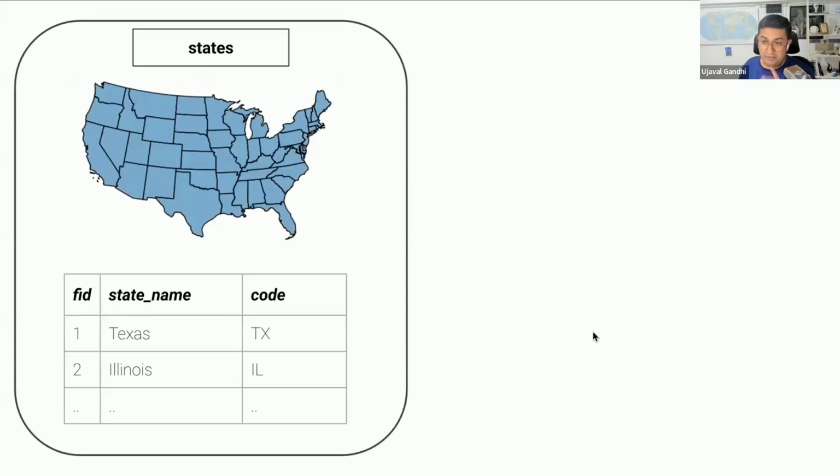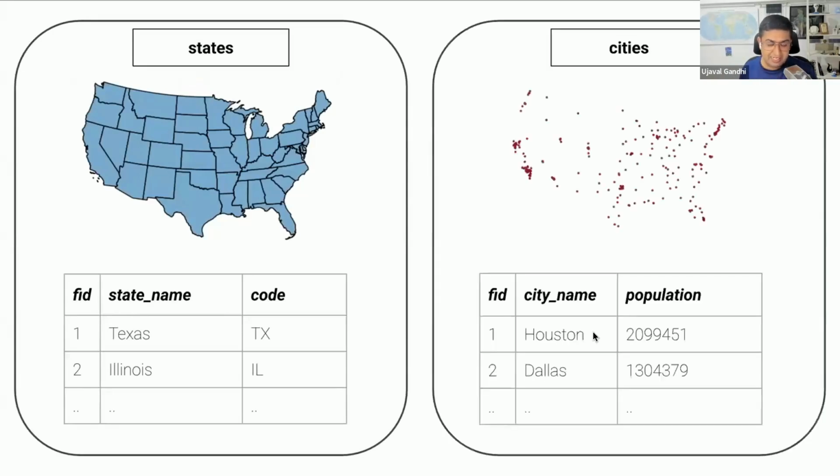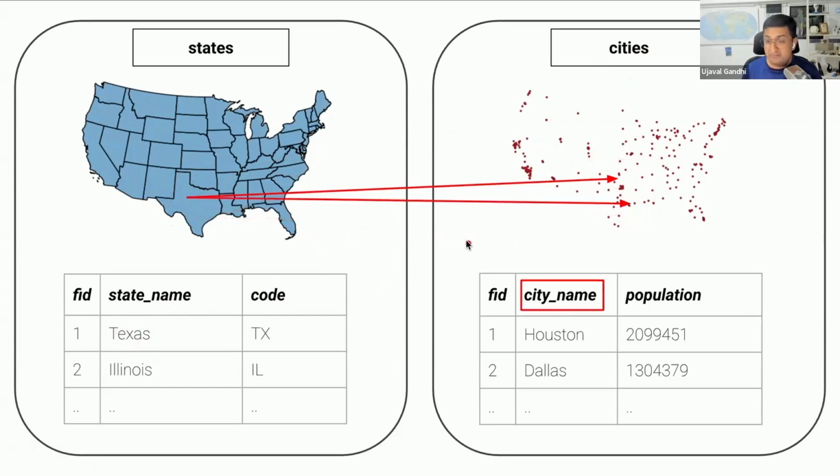Here's an example of how these overlay functions work. Let's say we have 2 layers. There's a layer called states and there's a layer called cities. This is a polygon layer with all the states. You have a point layer with all the cities, and these are the attribute tables. I want to now know the list of cities in each state. So I want to take each of these polygons, intersect it with this layer, and say which points intersect with each polygon, and then get a list of their names.